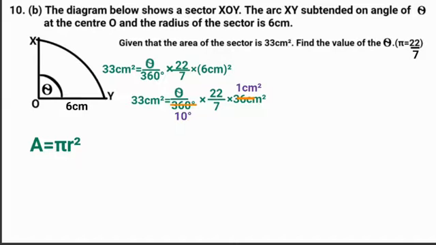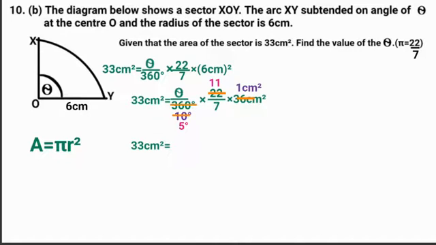Then I'm going to again look for a common factor. As you can see, 10 and 22 have a common factor, and that common factor is 2. So 10 divided by 2 will give me 5, and 22 divided by 2 will give me 11. Now, there are no other numbers that have common factors. So what I'm going to do now is rewrite the 33 centimeters squared.